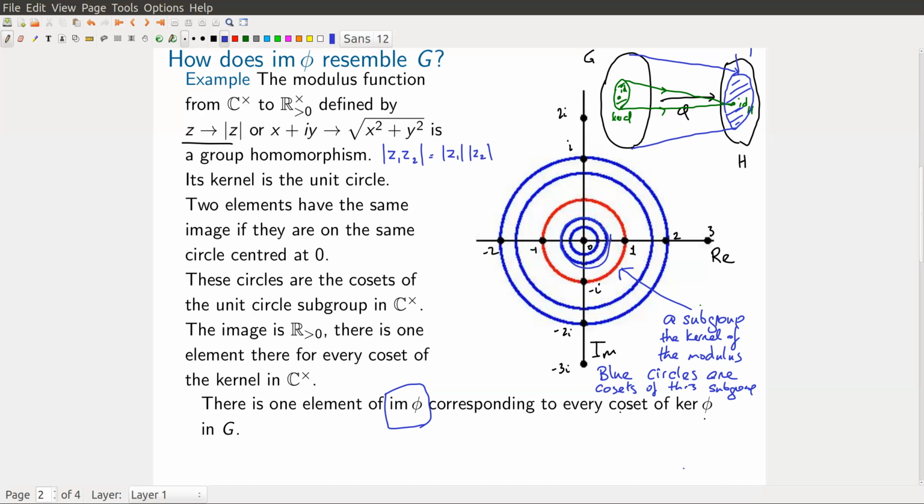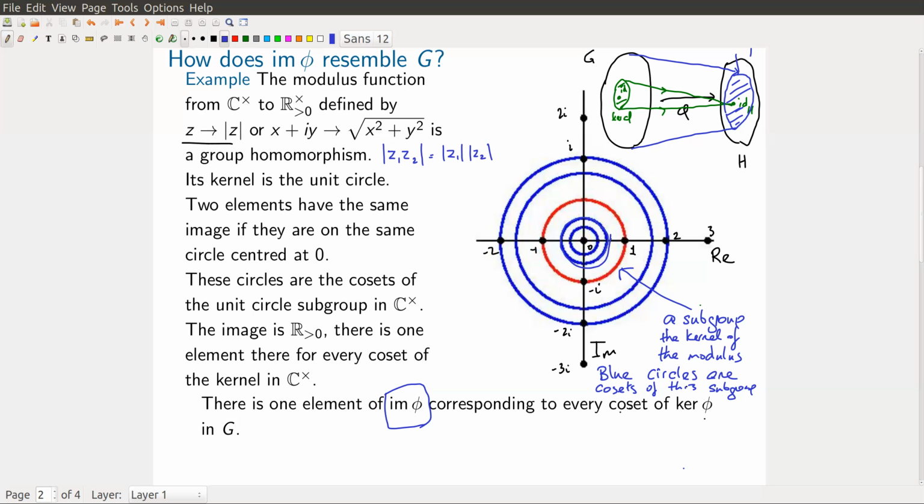Okay, so the domain group here is the non-zero complex numbers under multiplication. The red unit circle is a subgroup of that. All the cosets of that subgroup are all the blue circles, which fill up the entire complex plane, except for 0. And the elements of the image correspond exactly to those blue circles. They're the possible different moduli of complex numbers. Okay, so that's an example.